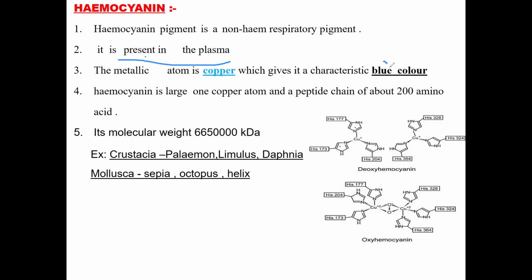Hemocyanin is a blue color pigment. It is present in the plasma, and copper is the metallic ion. Its molecular weight is 66 lakhs 50,000. Examples are very, very important. Crustaceans and molluscans contain hemocyanin as a respiratory pigment.